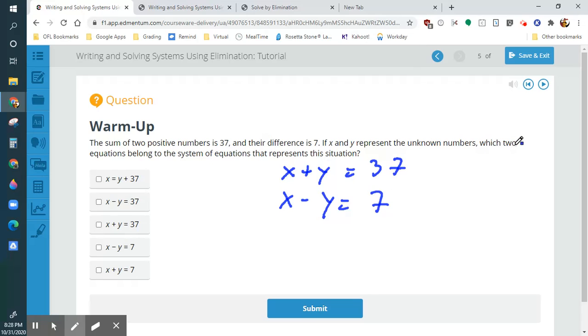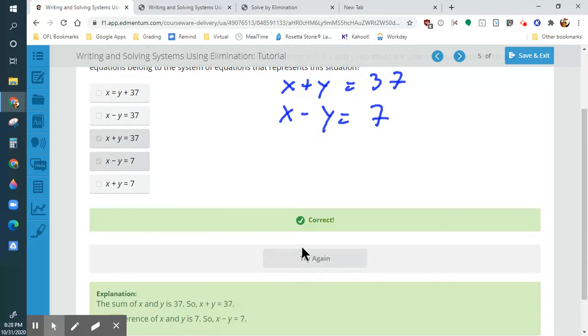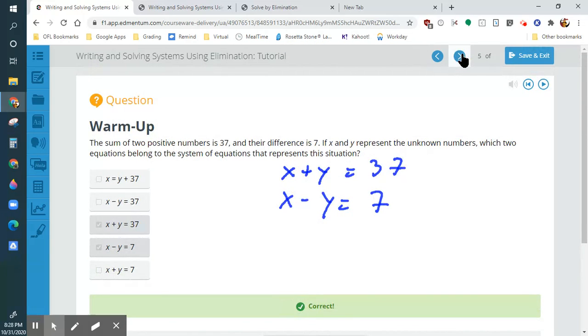If the numbers are unknown, which two equations would solve for them? So I did these. We're just adding them together, and we got 37. So we're definitely going to get this one, and we're going to get this one. So those are two equations that we're going to be using. So that was a quick little summary of how to understand how to do this. X and Y are unknown numbers.